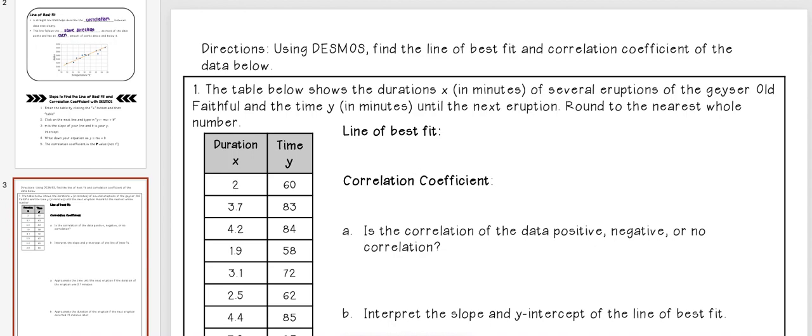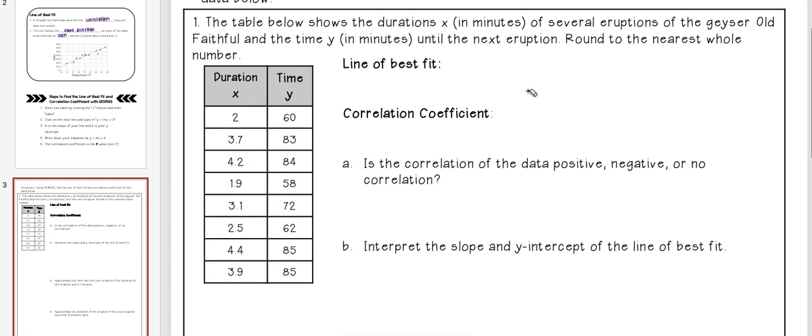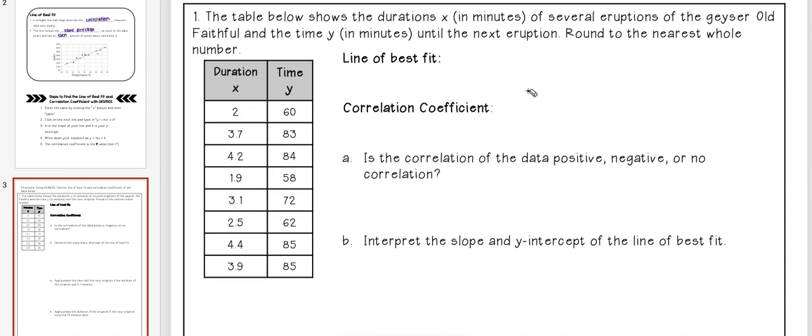In this video, we're actually going to put this into practice. We're going to find our line of best fit and correlation coefficient using DESMOS. So this problem says the table below shows the durations x in minutes of several eruptions of the geyser Old Faithful and the time y in minutes until the next eruption. And when we're doing our line of best fit, we're going to round our slope and our y-intercept to the nearest whole number.